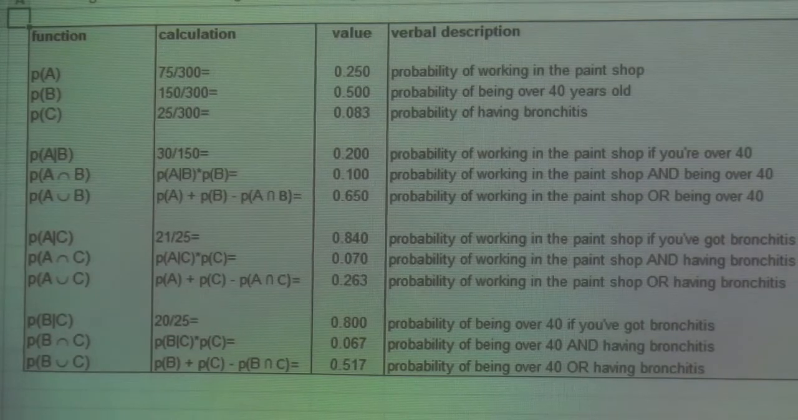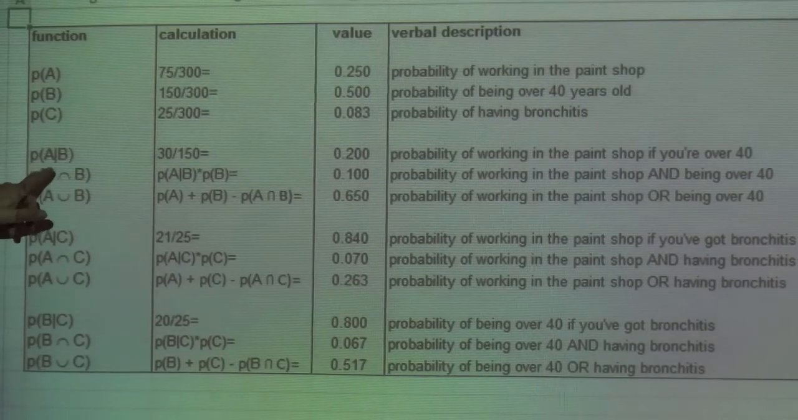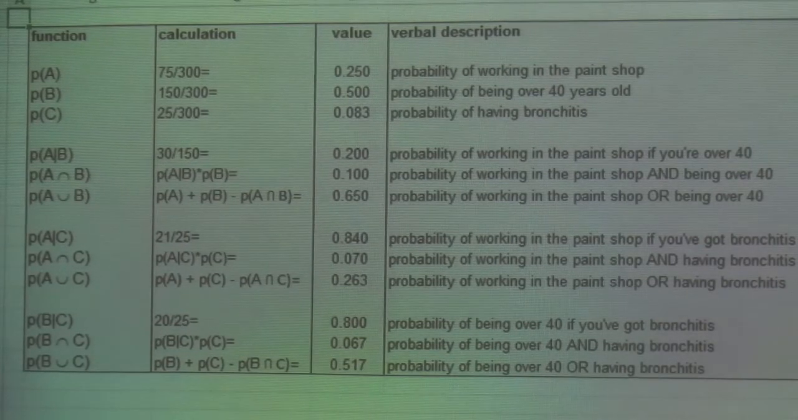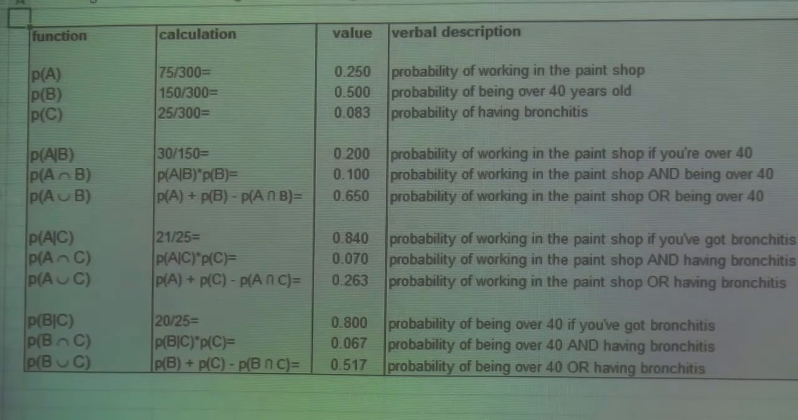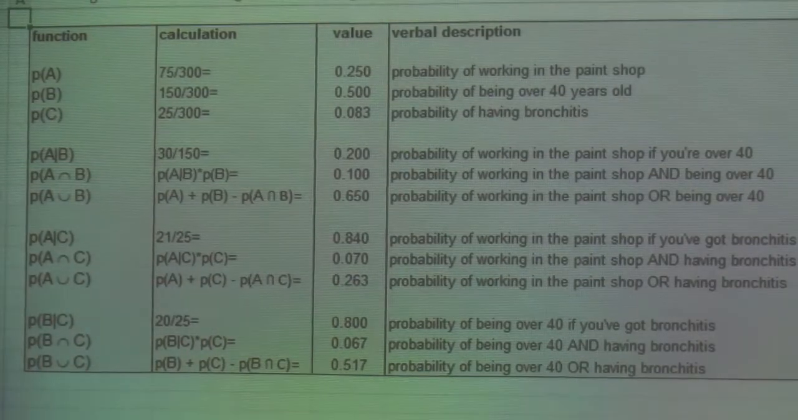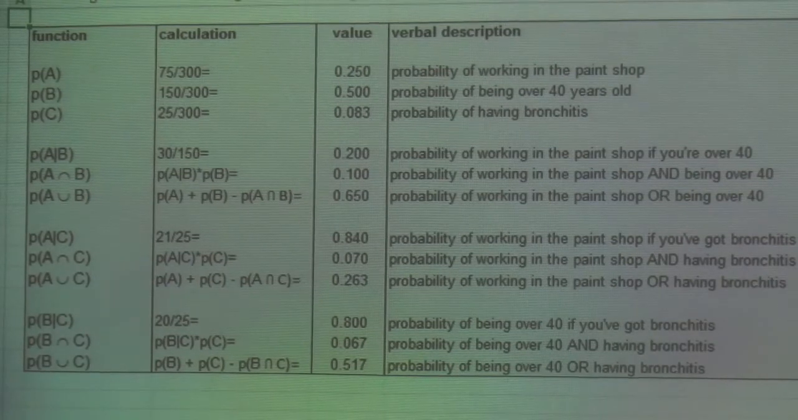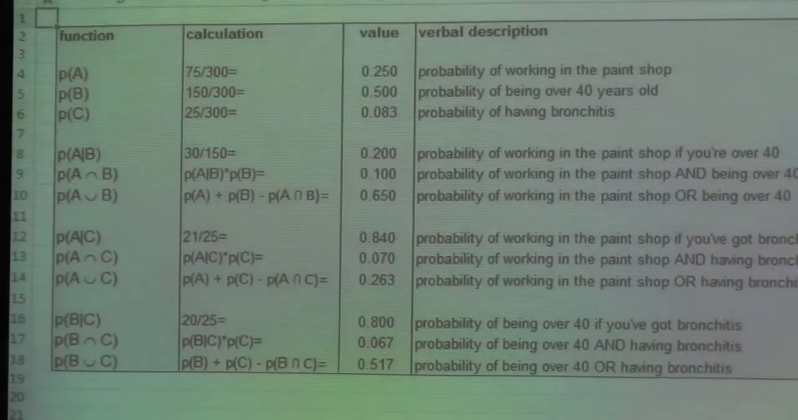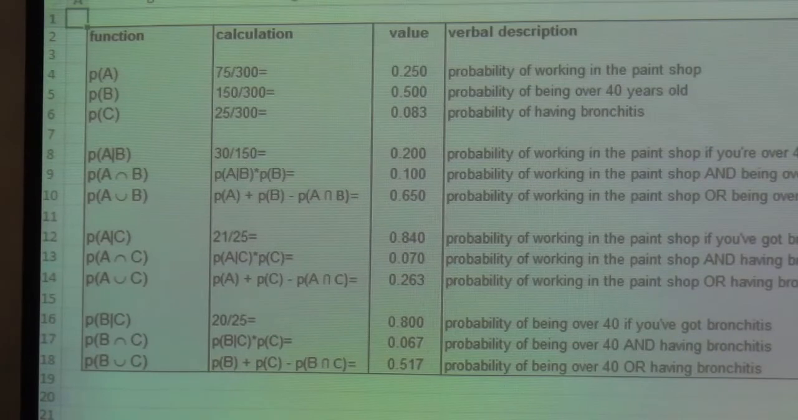Then I said, given that a worker, let's see, B is over 40 years old, what's the probability that they work in the paint shop? So that's the conditional probability. Probability of working in the paint shop if you're over 40, or if one is over 40. It's the best way to verbalize that, I think. And that's 30 out of 150 because we're only looking at 150 people who are over 40 years old. Okay, so we know that we're already restricted to set B, the over 40-year-olds. So that's our denominator.